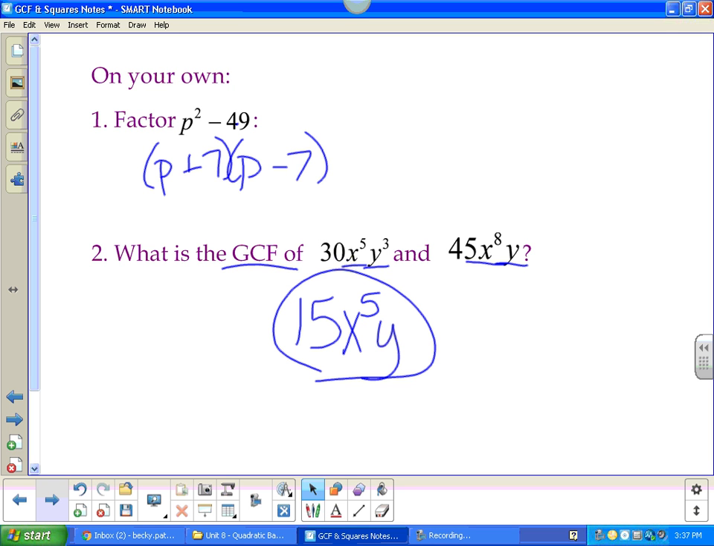Factoring is a super, super important cornerstone of the foundation of all the math that you will ever take. It is used over and over and over again. So it is definitely a skill that you need to make sure that you have very solid in your math repertoire. Tomorrow we're going to be working on trinomials. So really make sure that you're good with GCF and the difference of squares.